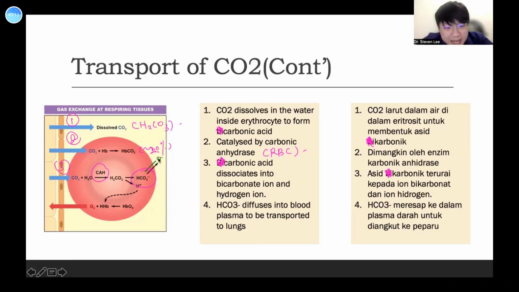All this green color thing you don't have to know at your level. This one also you don't have to know. Later when you study in Form 6 or in A level, you need to know about this. This is the only extra thing later. It's called chloride shift. Now you don't have to know. I don't want to confuse you.